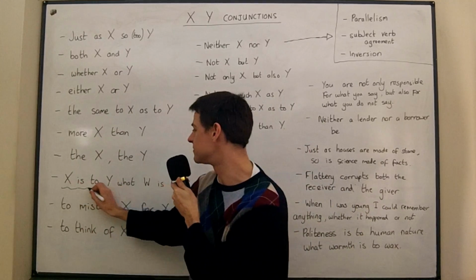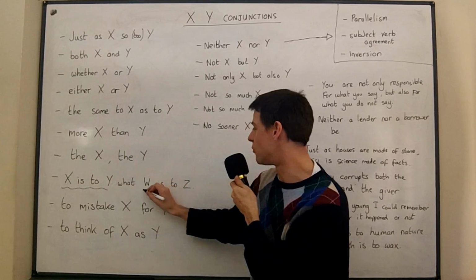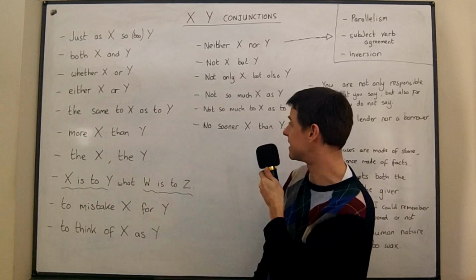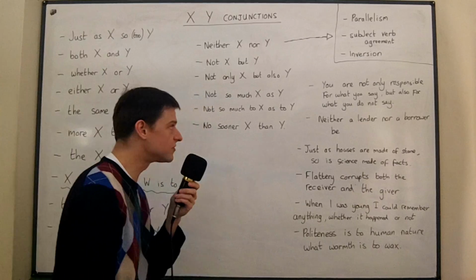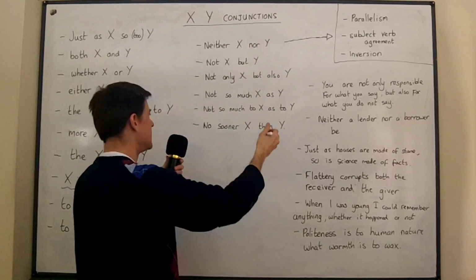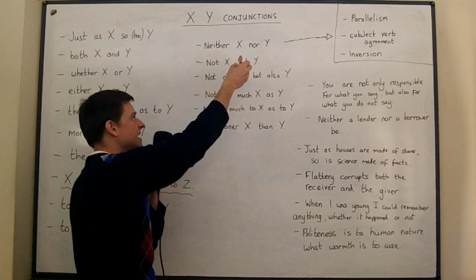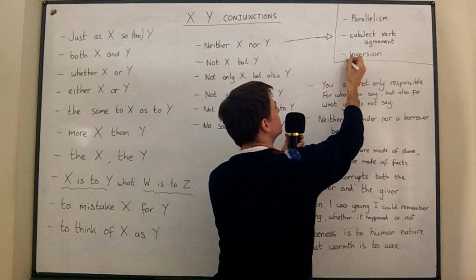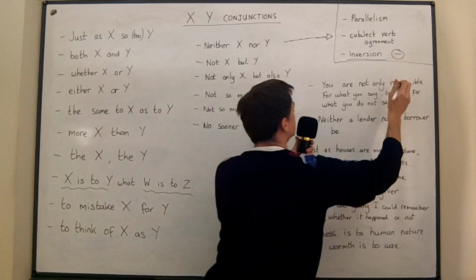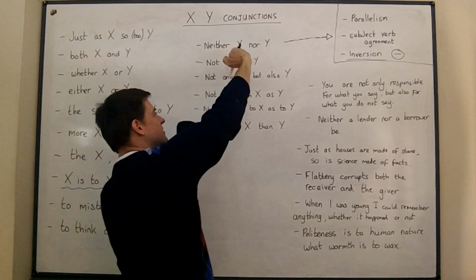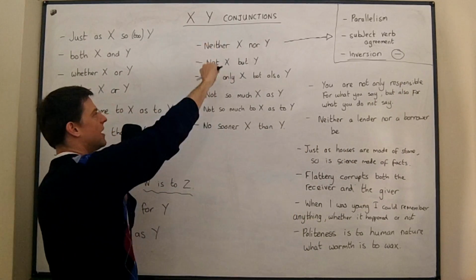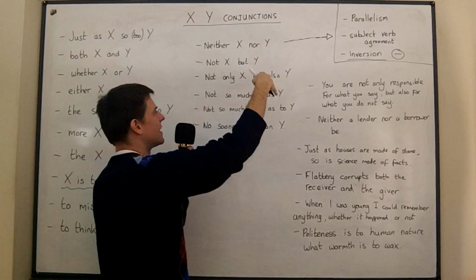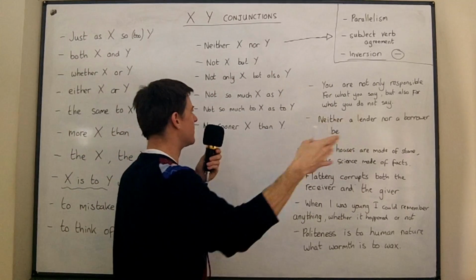So notice here we've actually got four elements. We've got W and Z and X and Y. And we've also got these negative ones. Neither X nor Y, not X but Y. Now with these negative ones it is possible to use inversion. We can invert the auxiliary verb and the subject. Not only did I blah blah blah, but also I blah blah blah.